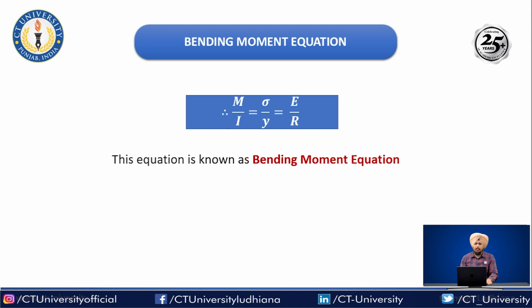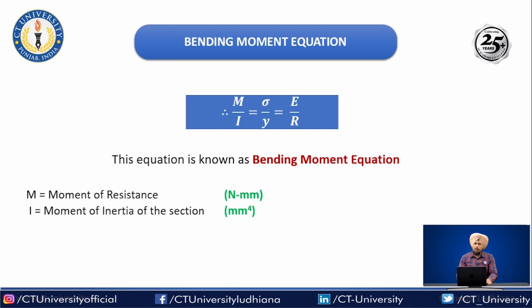Let us rewrite this equation again. M upon I equals sigma upon y equals E upon R. Parameter-wise, the first is the moment of resistance, with units Newton millimeter or Newton meter. Second is the moment of inertia. It depends upon the cross section of the section. If you are using a rectangular beam, a circular beam, an I section or T section, the moment of inertia is a geometrical property, based upon the dimensions you have selected for the beam.